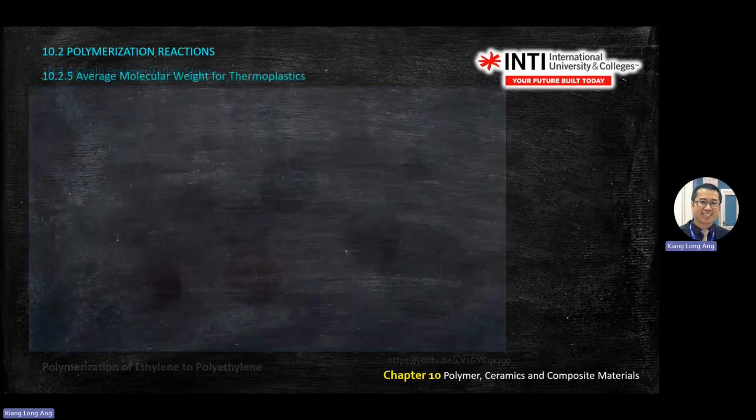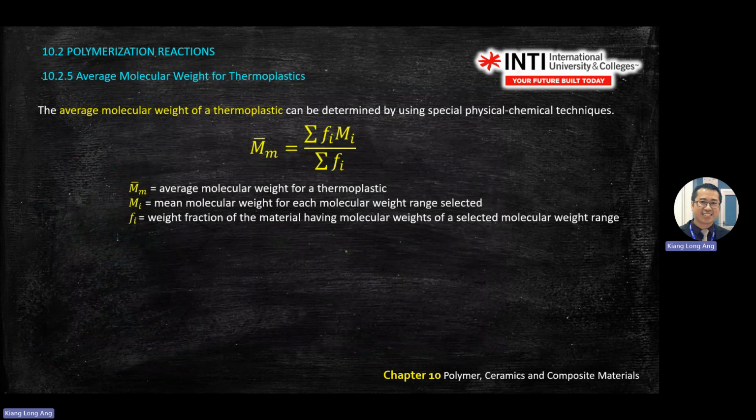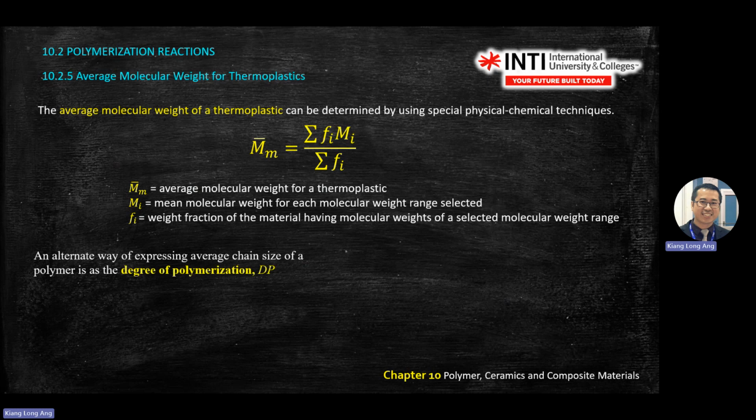Okay, so this is how we do it. Okay, next is this formula. It asks you to find the average molecular weight. It's simple. You take the fraction of molecular weight multiplied by the small molecular weight. Okay, it's like finding the average value. See, you can also use the degree of polymerization just now.